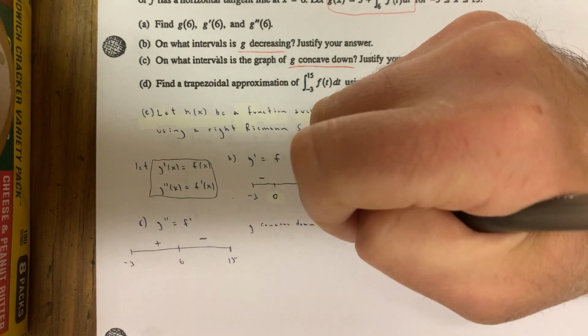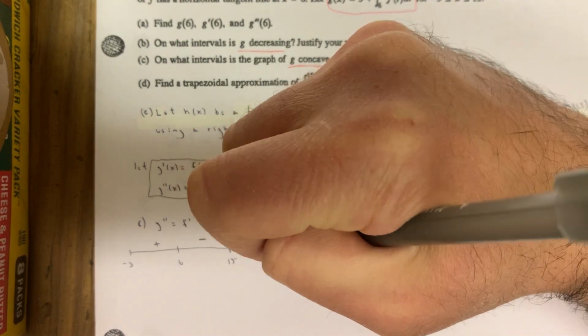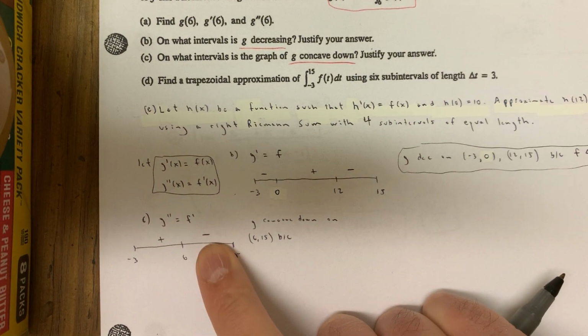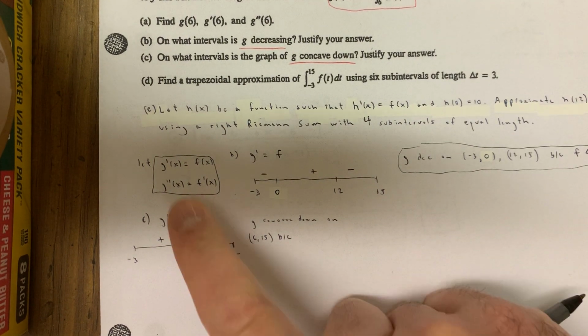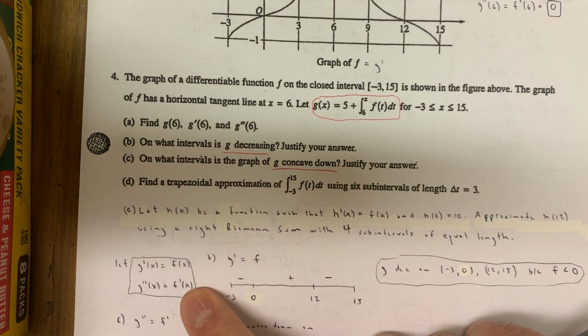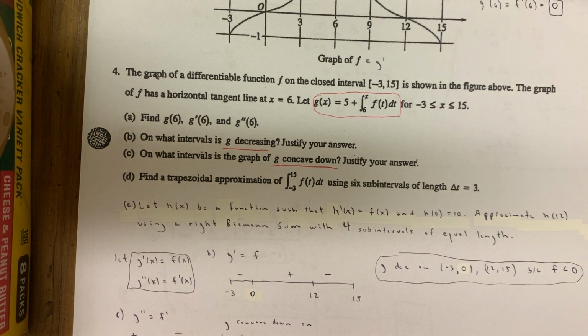G is concave down on the interval 6 to 15 because, here, you can't get away with saying G double prime is negative. You might say, that's the same thing as F prime is negative because I have it written right here. But this is not F prime. They want to know what F prime being negative means about F. That means F is decreasing or F has a negative slope. Either of those would be fine.